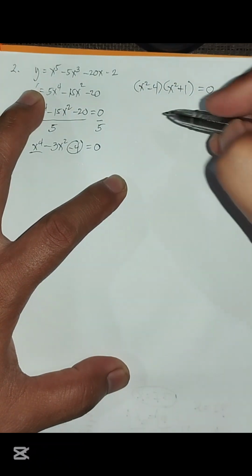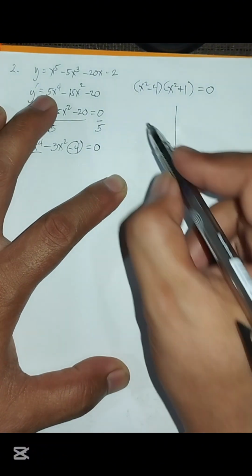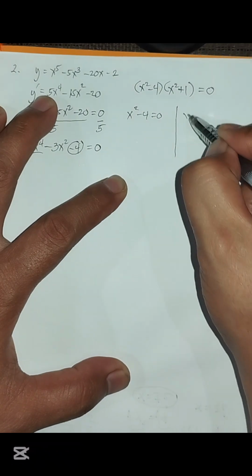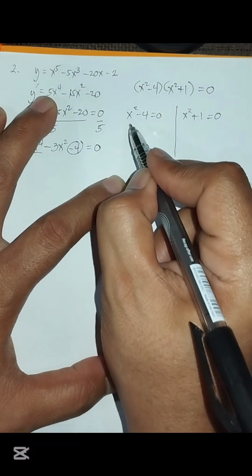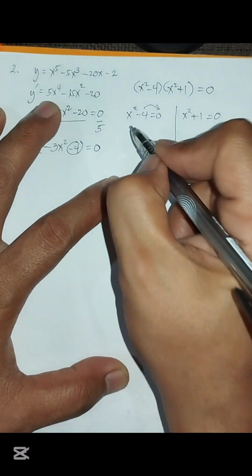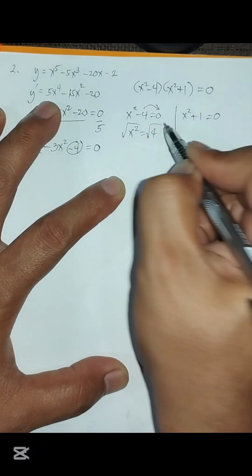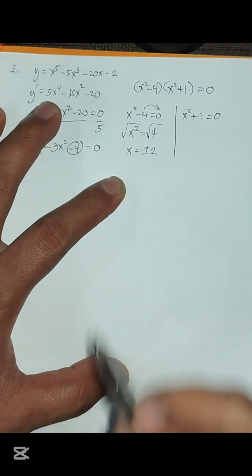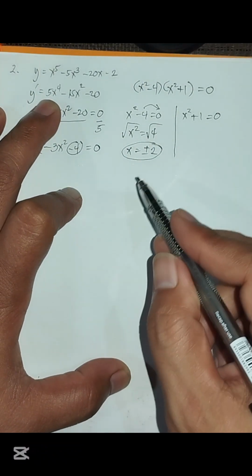Okay, now solve for x. So we have two solutions. So equate each factor to 0. So we have x squared minus 4 equals 0, and then x squared plus 1 equals 0. So solve for x. We move negative 4 to the other side by adding 4 to both sides. So we have x squared is equal to 4. Next, extract the square root of both sides. So therefore, x is equal to positive or negative square root of 4. We have plus or minus 2. Okay, so these are our first set of critical numbers.